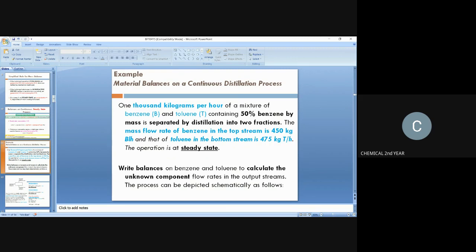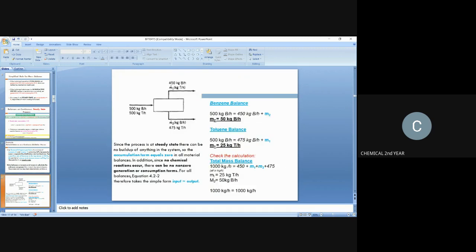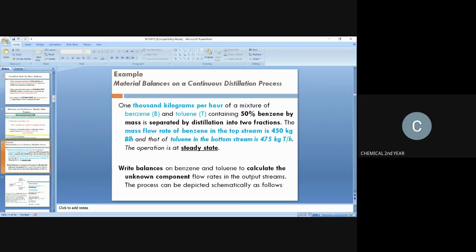This operation is at steady state. Write balances on benzene and toluene to calculate the unknown component flows in the output streams. The process can be depicted schematically as follows. Next, the equipment name is distillation. The process is distillation. Here they have given that 50 percent benzene mixture is separated by distillation into two fractions, and the top flow rate is given and the toluene bottom flow rate is given.